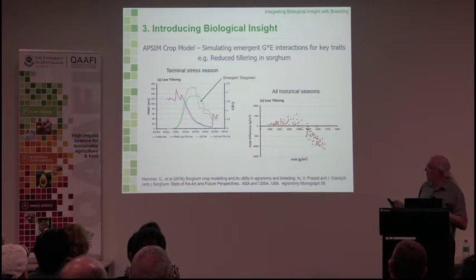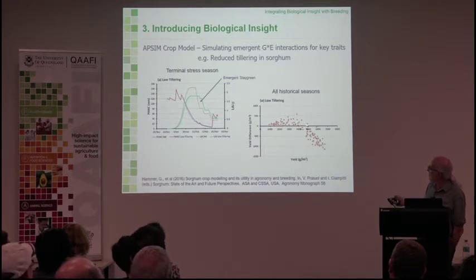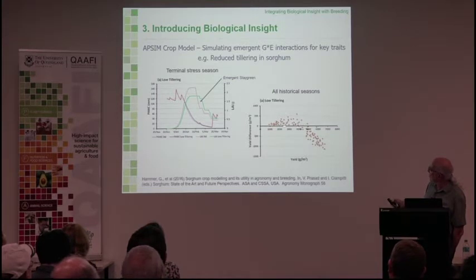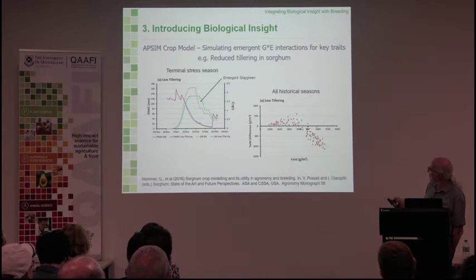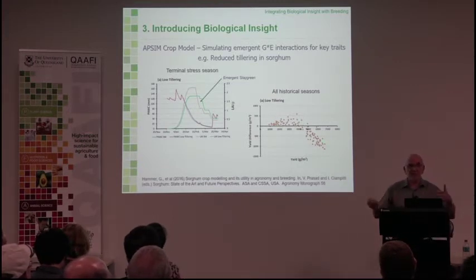And if you run that single season, and this was a terminal stress to make the point, you can then run all historical seasons, so each point on here is a single year simulation. And this is the yield difference against the yield of this standard type. You can see in these lower yielding seasons, below about 4 to 5 tonnes, you get a significant advantage, but you get quite a significant disadvantage in the good years, and that's that G by E.